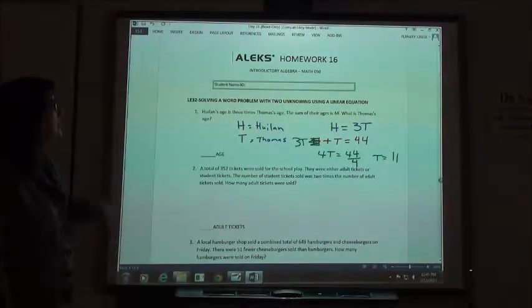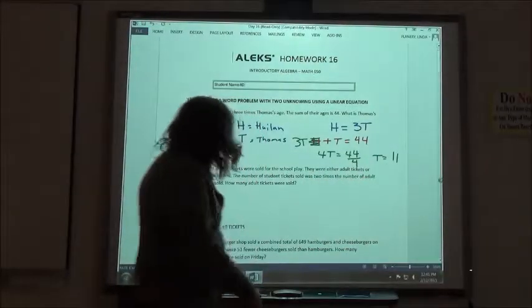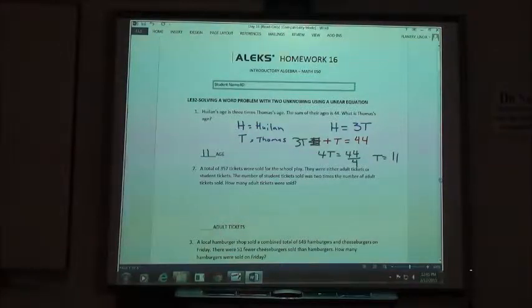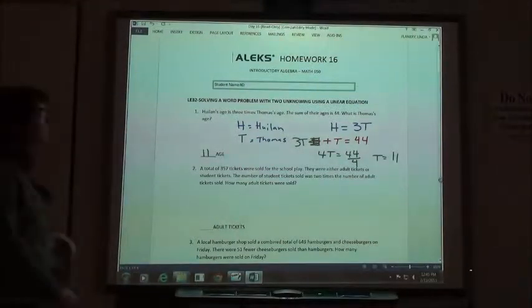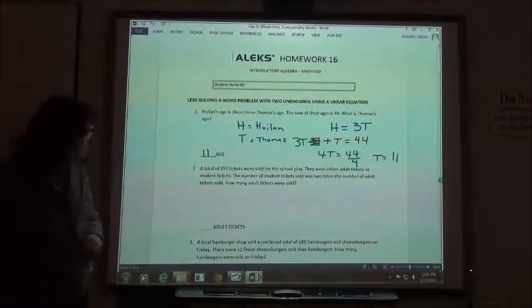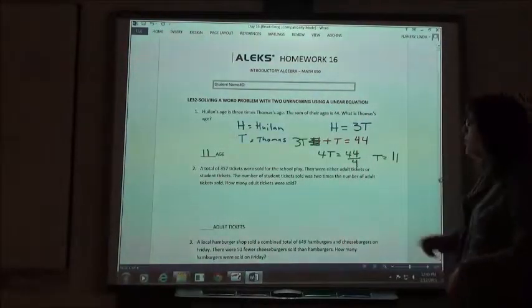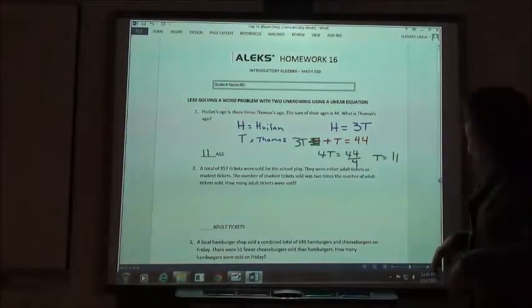What is Thomas's age? We found T. Thomas was 11. I don't know why she put age behind it. I would have put years old or something like that. Thomas is going to be 11. Thomas isn't very old. The other guy's 3 times that. He'd be 33. He'd be older.